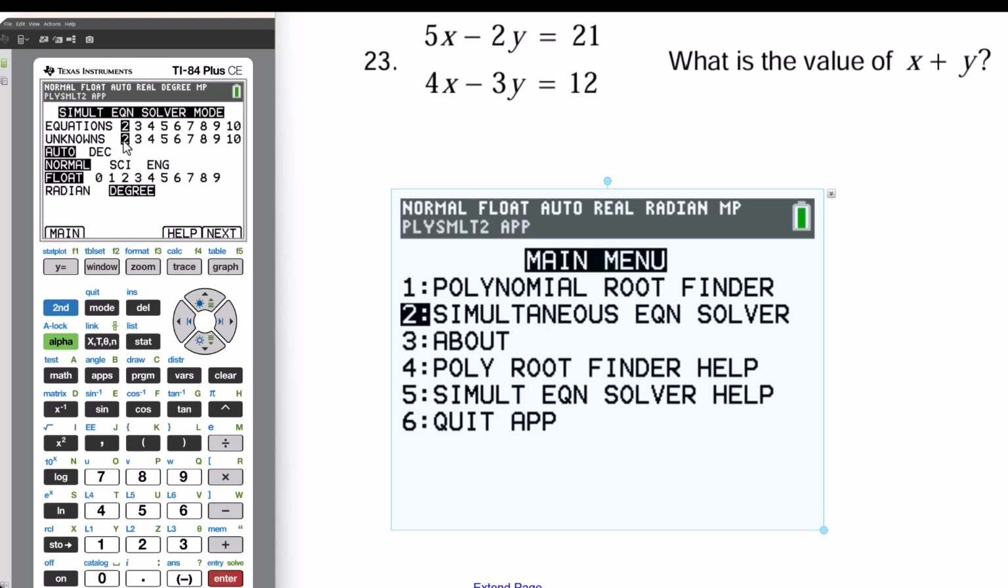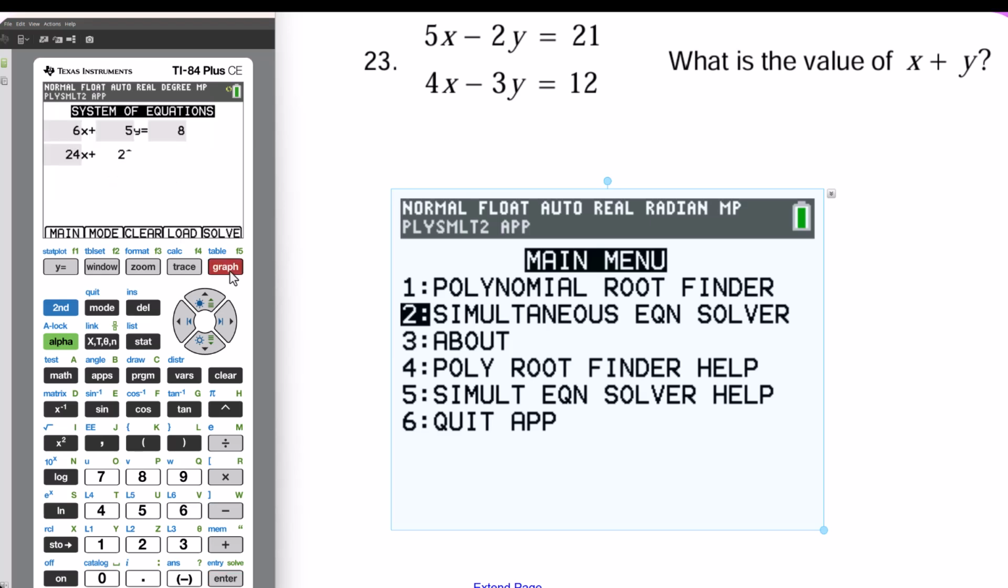Notice it'll solve a 2x2 up to a 10x10 system, and we need a 2x2, that's the default. These commands here are obtained by pressing the hotkeys that are underneath them. So to go to the next screen, I'll press graph. There was already a problem there, so I'm going to just overtype it.